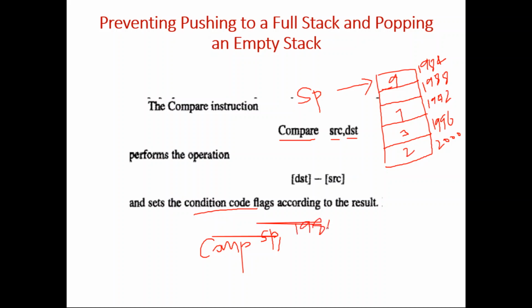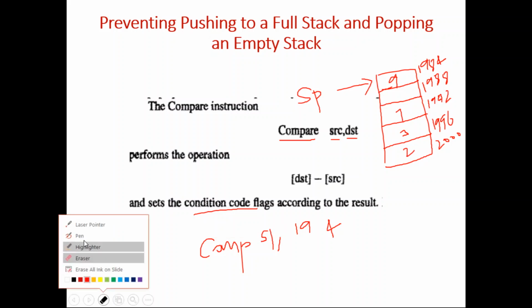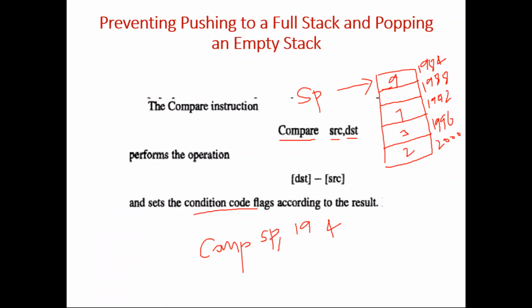What it will do is subtract 1984 from SP. SP here represents the address; when you put brackets, it represents the value. SP is also holding the address 1984. So when you subtract 1984 from 1984, you will get 0. So when you perform compare SP, 1984, you will get 0 if SP contains 1984. Then using the conditional flag, if the zero flag is set, you can say that the stack is full.